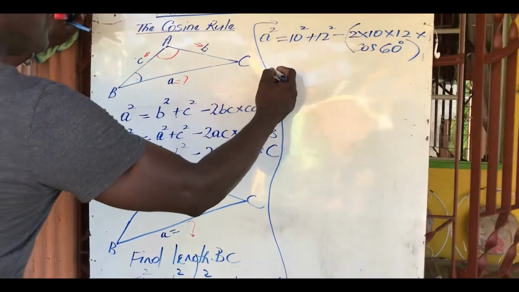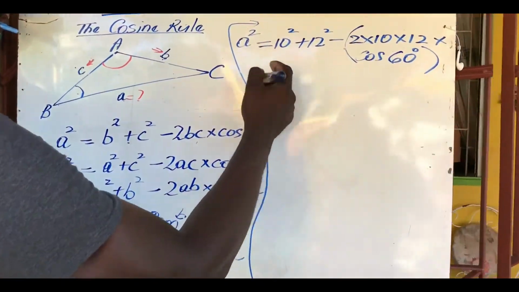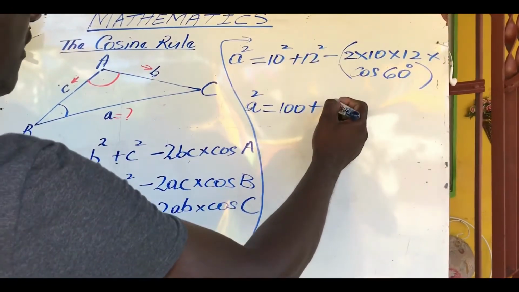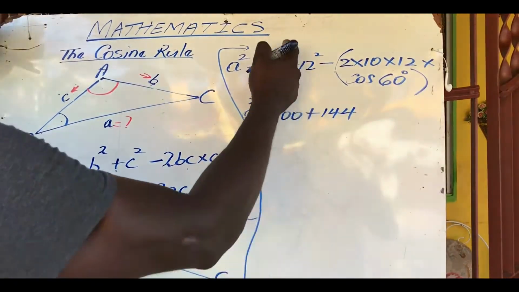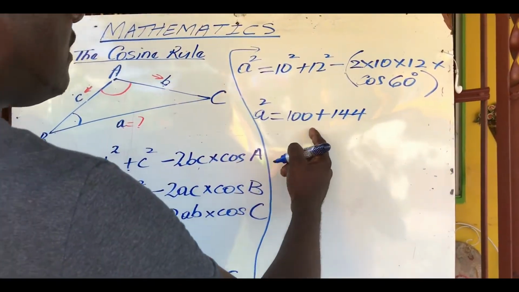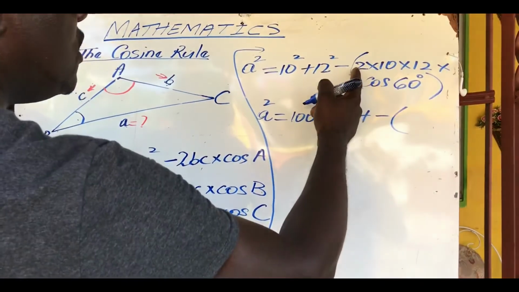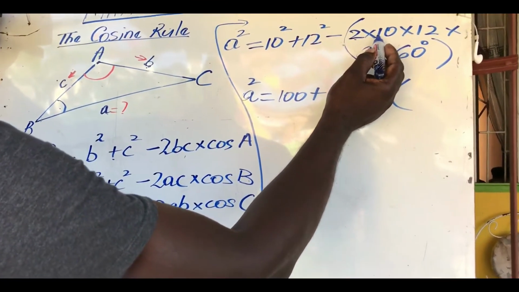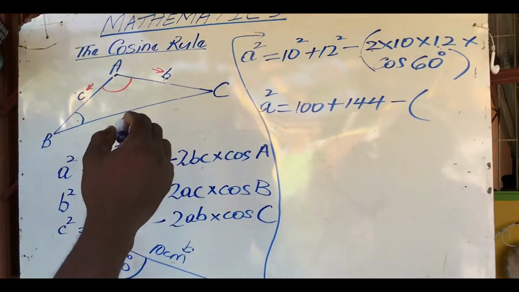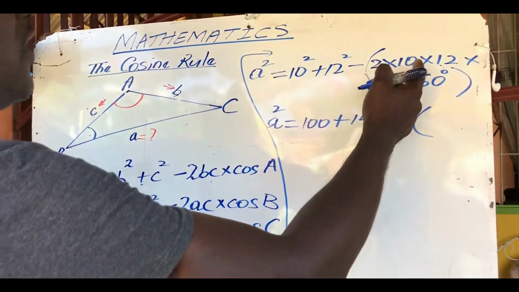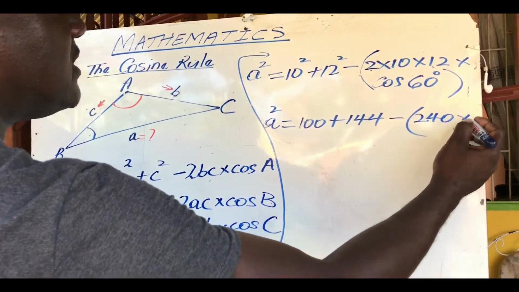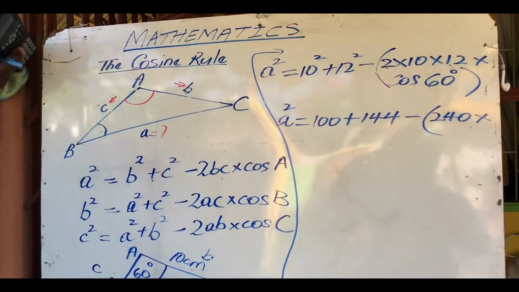So what we have here is a squared equals 10 squared is 100, 12 squared is 144, and to square a number means to multiply the number by itself, minus, in brackets, 2 times 10 times 12. We can say 2 times 1 is 2, 2 times 12 is 24, and then we join the 0 using the 0 trick, so we have 240 times cosine of 60 degrees.